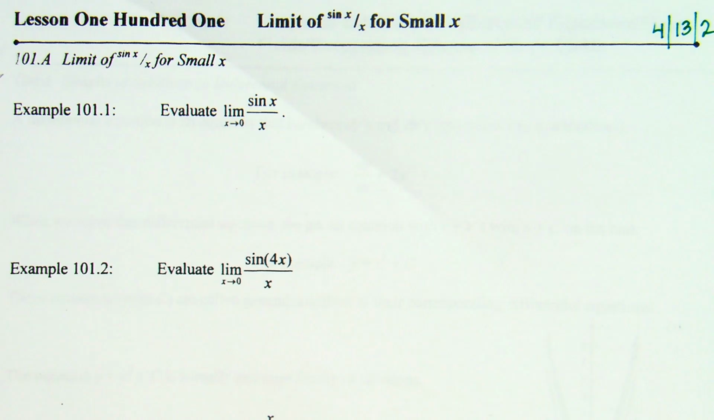Okay, lesson 101, 101 if you prefer. We are looking at a specific case, which is sine x over x. We're looking at the limit. Our main focus here is looking at the limit of sine x over x for small values of x. So basically, as x approaches 0.